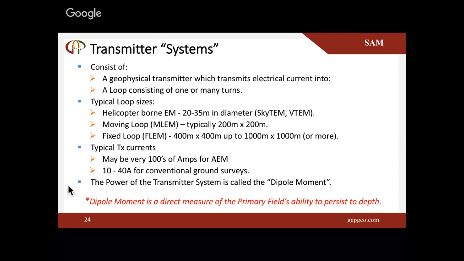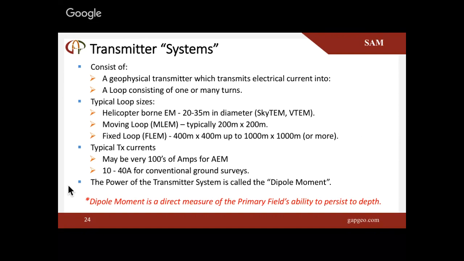We talked about transmitters again. Doug talked a fair bit about that, and just a comparison of different transmitter configurations. We've talked about helicopter-borne systems. Typically, they might have a loop of 20 to 35 metres in diameter, like the SkyTem or VTEM systems. Moving loops at ground level, 200 metres by 200 metres is quite common for our surveys. Fixed loops can be much larger. They can be kilometre by kilometre or even more.